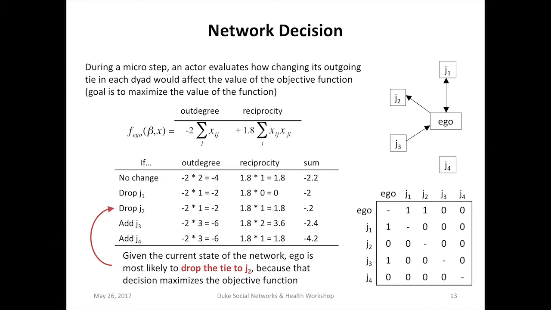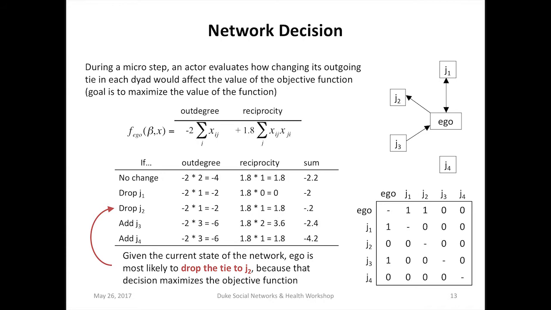So if ego, who has a tie to J1, drops that tie, we see that the utility is -2. Same thing if ego drops the tie to J2, that utility is -0.2. And the reason that's the case is that's an unreciprocated tie. Ego values reciprocity, so dropping that tie really doesn't affect ego's utility in terms of reciprocity because it's non-reciprocated. The reason dropping it is kind of valuable is that there's this negative out-degree effect. Having ties is costly. So we're not going to have ties unless they contribute something through some other effect in the model.